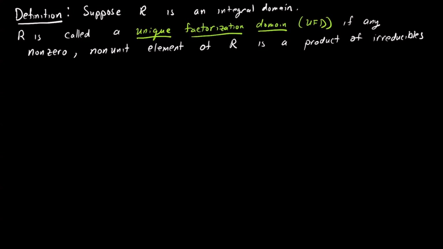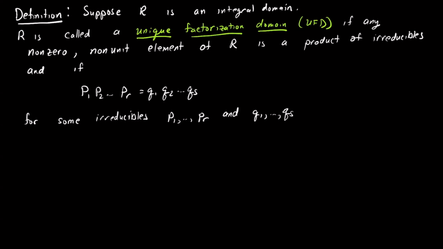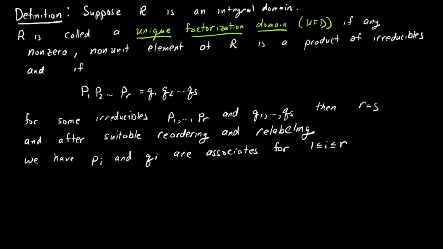What about the unique part? Well, the unique part says if I have two factorizations, P1 times P2 times dot dot dot times PR, and Q1 times Q2 times dot dot dot times QS, and they're equal for some irreducibles P1 through PR and Q1 through QS, then R is equal to S. And moreover, after suitably reordering and relabeling these terms, each PI and each QI are associates. So P1 is an associate of Q1, P2 is an associate of Q2, and so on. So this is the notion of unique factorization domain.